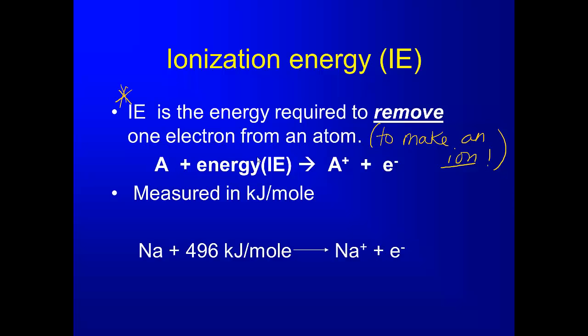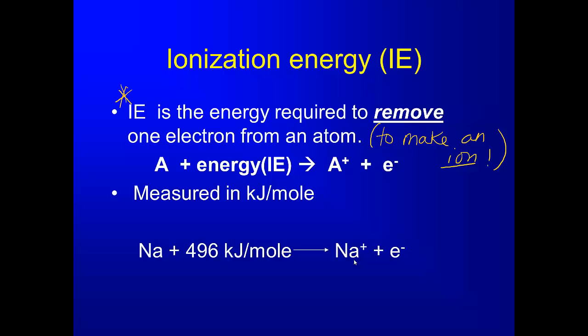I'm going to have some energy. I produce an ion, and then again, this electron's going to be free to make a compound. So it says write the equation for it. This is what it would look like. Take your neutral sodium. It takes some energy. You make a sodium ion, and you get an electron free.